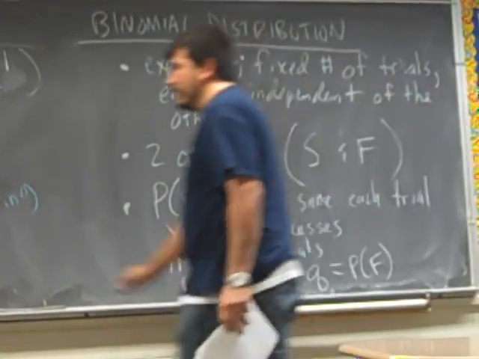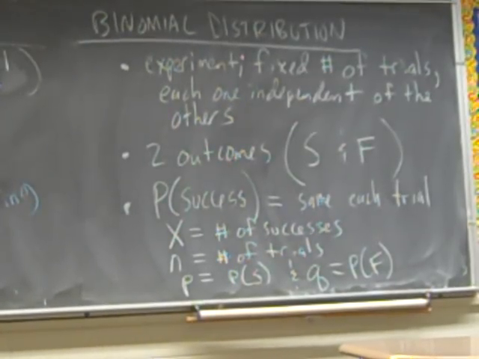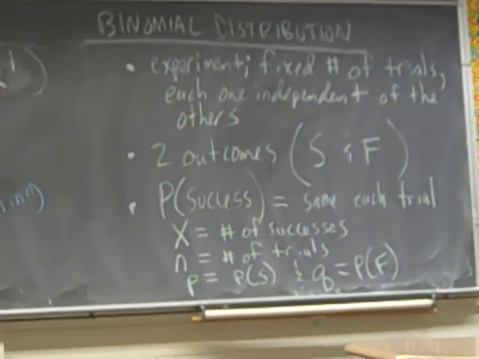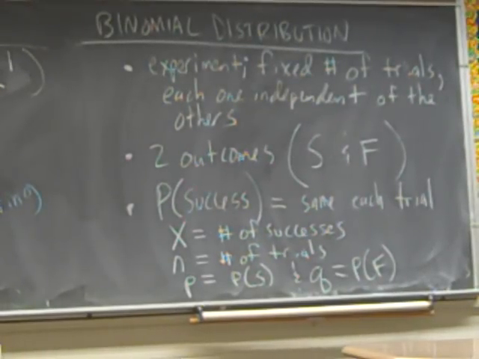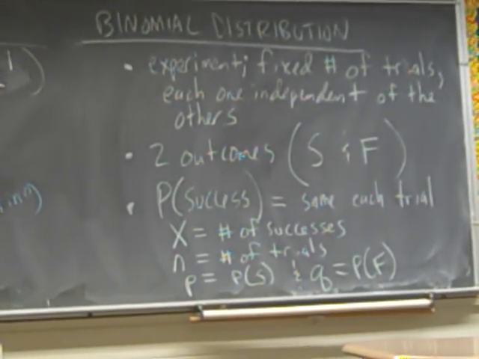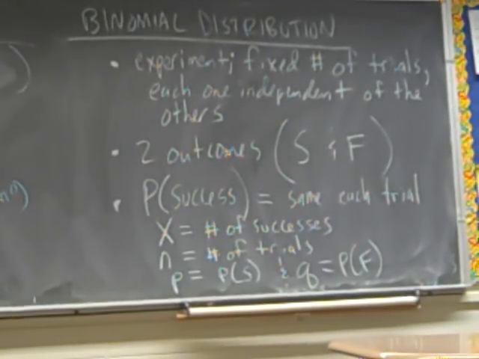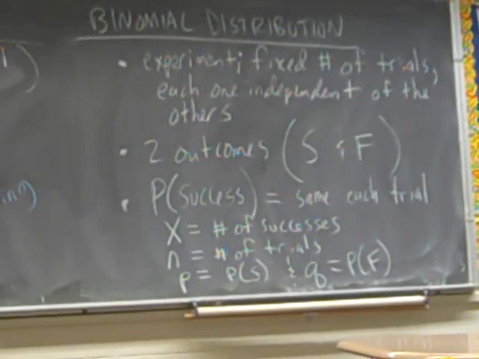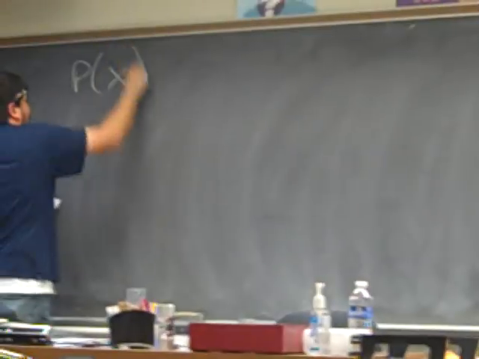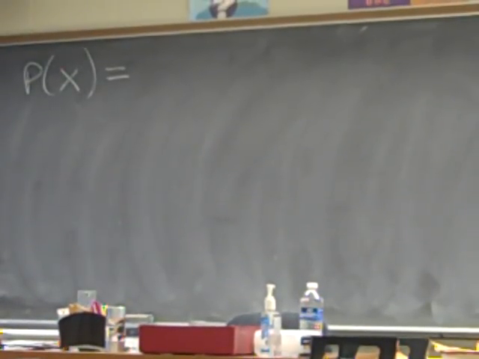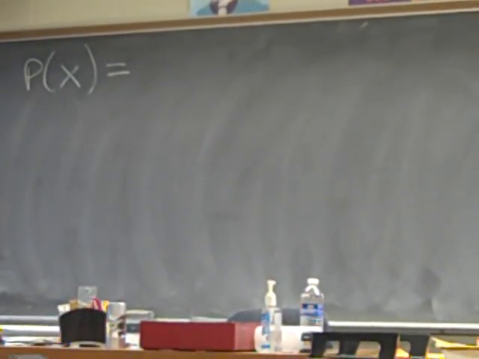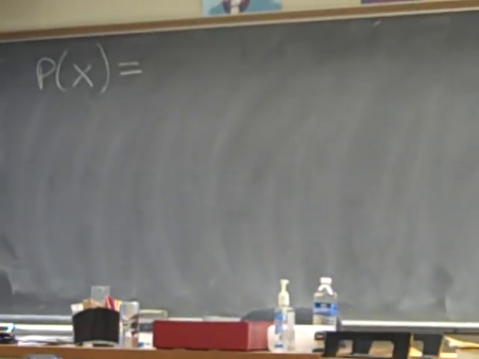Okay? So here's what it looks like, and we'll do several, so you can get really comfortable with the formula, and then if you have your calculators, I will show you where to do this. So the probability of x, what does that mean? That means the probability of succeeding a certain amount of times. Does that make sense? Okay.